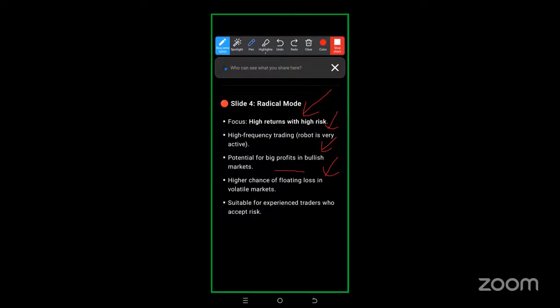When I come to this point, I circle it. When you are using radical, you make sure that you can float. There is a higher chance of floating loss when we are in a volatile market. And now this mode finally is suitable for experienced traders who accept risk. It is suitable for experienced traders who accept risk.